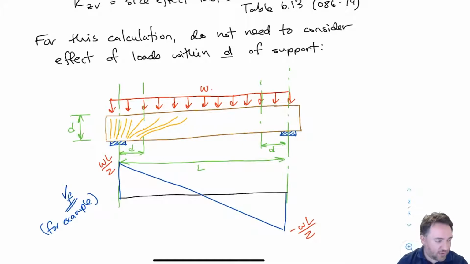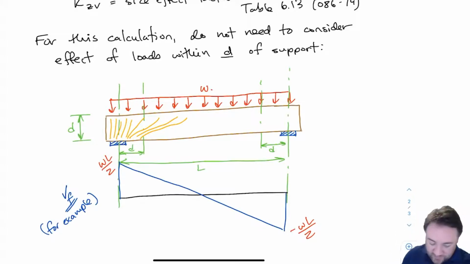So that's what's happening within D. The approximation that we're making is that within D, that's the area where basically those stresses, the shear stresses, are not significant, caused by the shear force. And that D is measured from the center of the support. Okay, as I've drawn here.